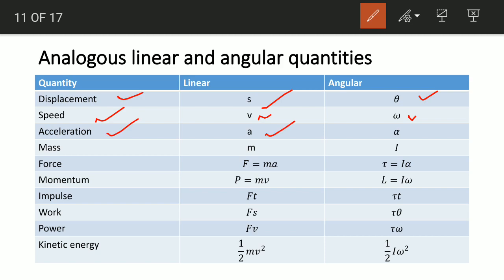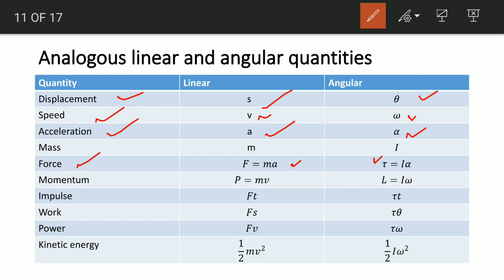Now look at acceleration. We have linear acceleration a, and we have angular acceleration alpha. Then I also want to quickly look at force. Force is equal to ma. Now the analog to force in rotational motion is torque. So force in linear motion is the same as torque in angular motion.